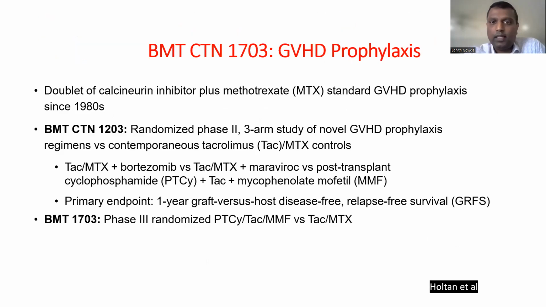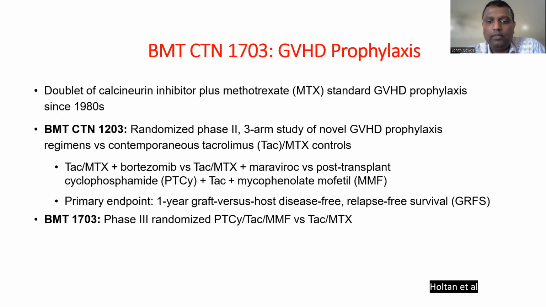Now, we'll switch gears and talk about GVHD. Now, many of you know that the calcineurin-based combination, tacrolimus with methotrexate, has been a standard of care for the last 4 decades. So in order to explore more on how we can optimize and identify the best combination, the BMT-CTN 1203 study ran a 3-arm study wherein they checked the conventional arm TAC methotrexate with bortezomib, TAC methotrexate with a chemokine inhibitor, versus a post-Cy arm in a phase 2 study.